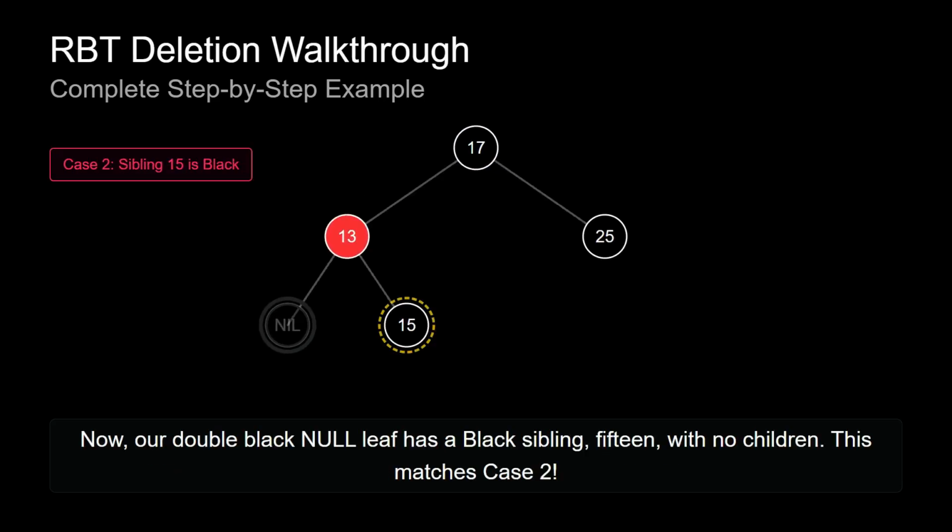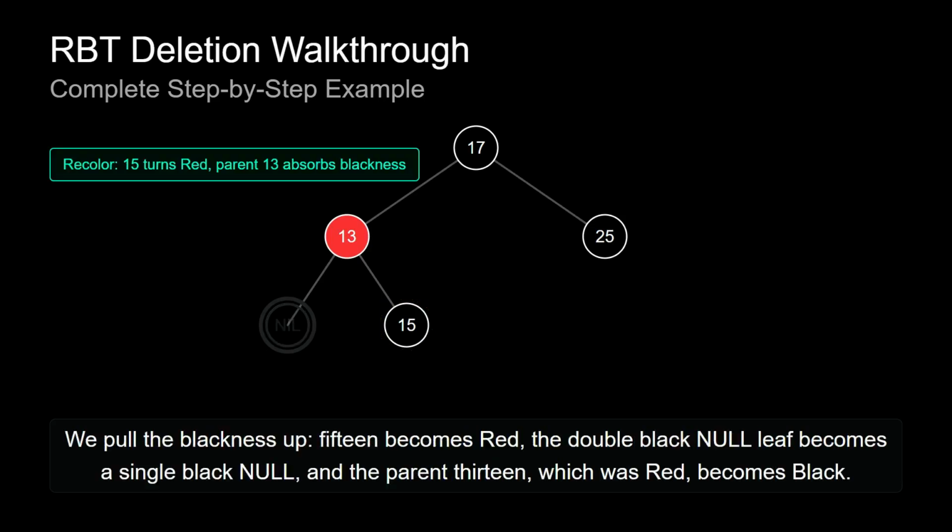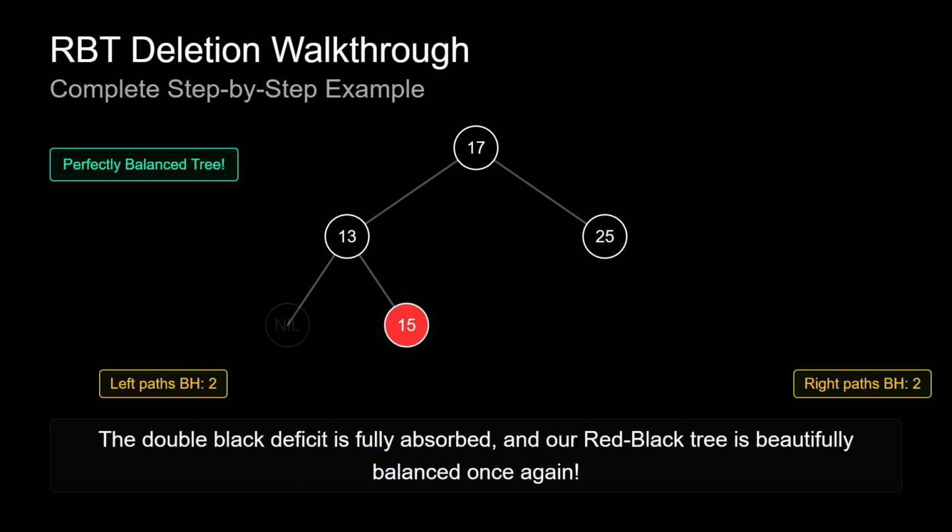Now our double black null leaf has a black sibling, 15, with no children. This matches case 2. We pull the blackness up. 15 becomes red, the double black null leaf becomes a single black null, and the parent 13, which was red, becomes black. The double black deficit is fully absorbed, and our red-black tree is beautifully balanced once again.